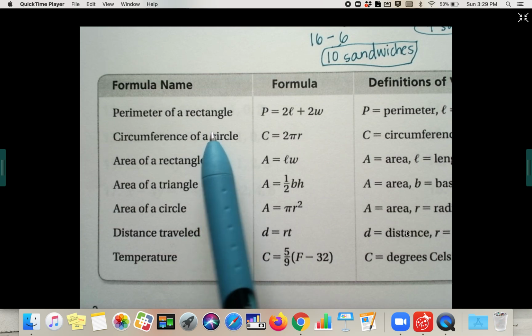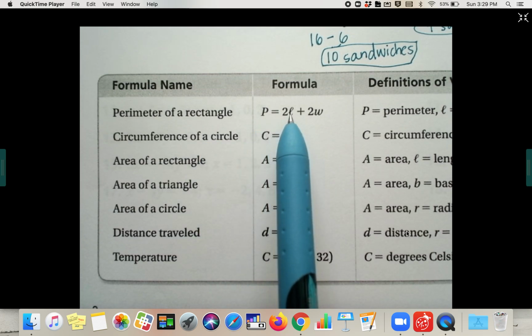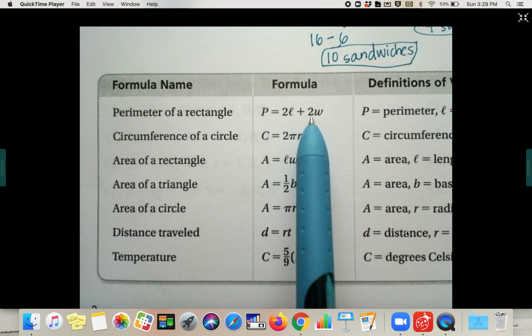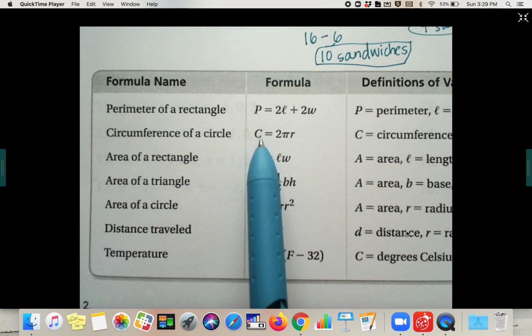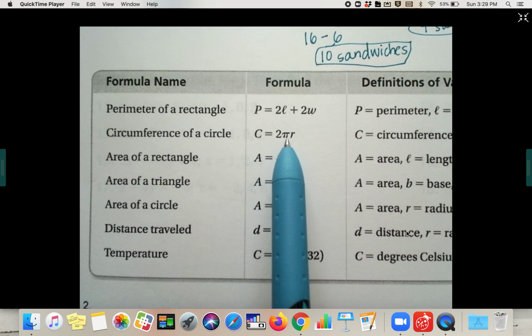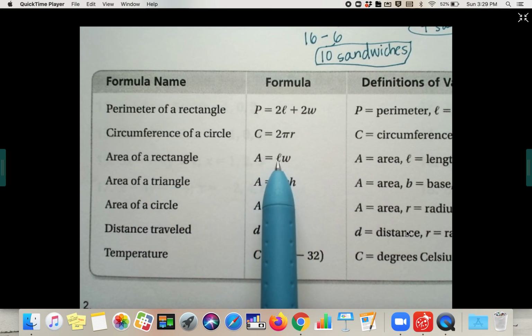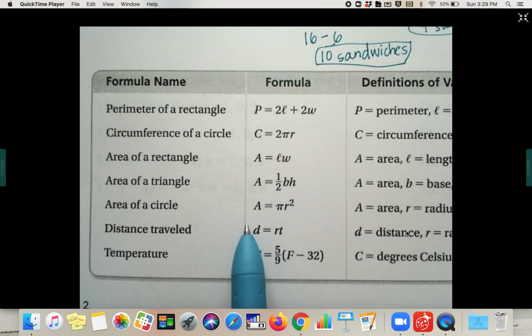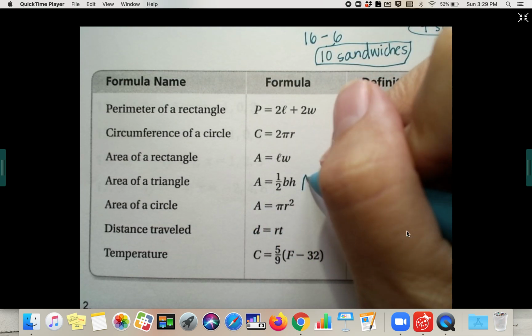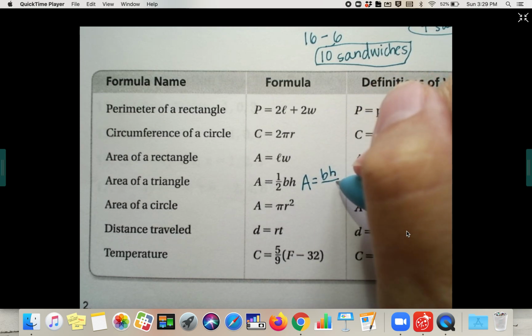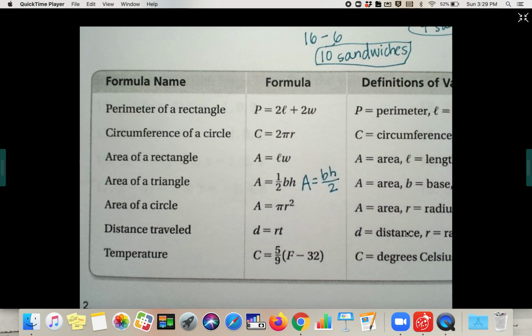The perimeter of a rectangle is capital P for perimeter equals 2 times the length plus 2 times the width. The circumference of a circle is circumference equals 2 times pi times r, which is the radius. The area of a rectangle is length times width. The area of a triangle is half times base times height, or I see this a lot as base times height divided by 2. That would also be the same thing.